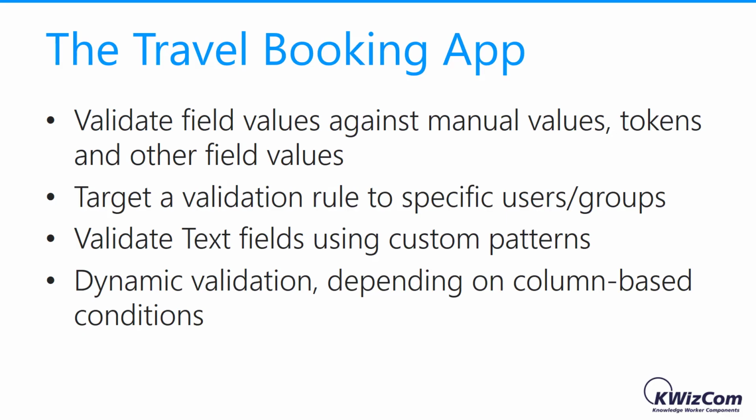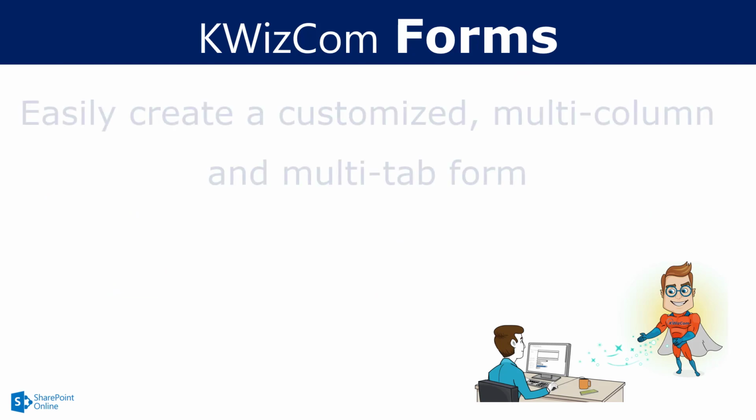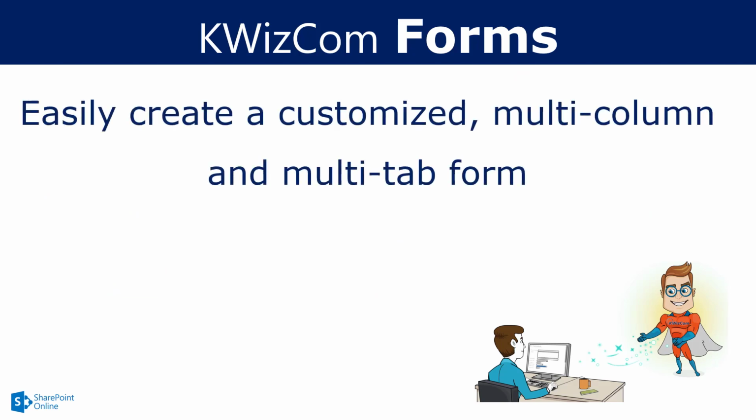In this demo, we have added conditions to the travel booking app. We saw how to validate field values with tokens like today, other field values, and custom patterns. We also learned how to target validations to specific users or groups. We added dynamic validation conditions that only validated a field when the value of another field was set to a certain value. Our next video will show you how to convert the form we have just built to a multi-columned and multi-tabbed form.